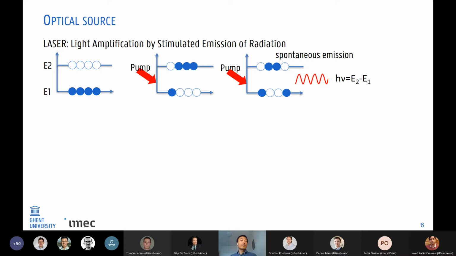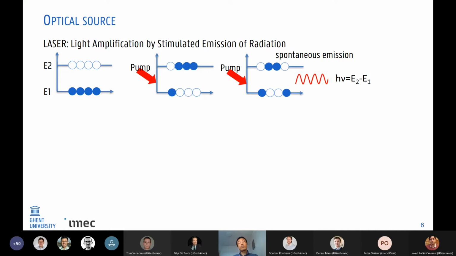And here I will explain briefly the principle of the laser. So basically, we need an active medium which could generate light and also amplify light. Here is a two-level system with different energy levels. So the electrons of the atom will stay at the lower level because it's more stable.